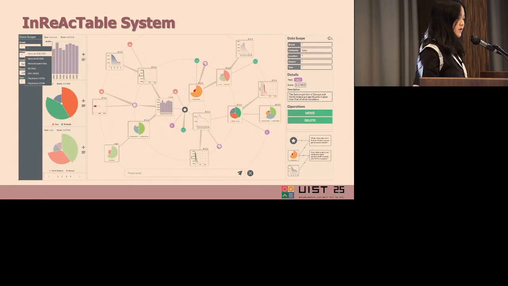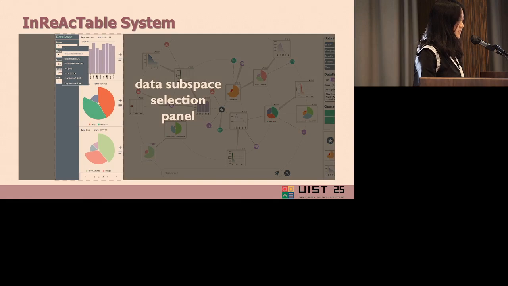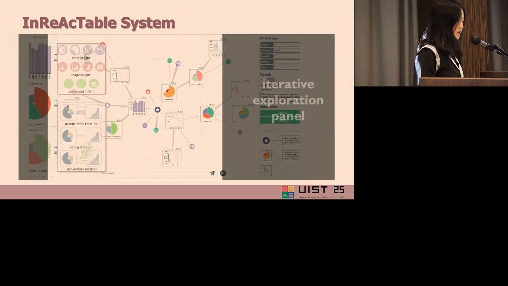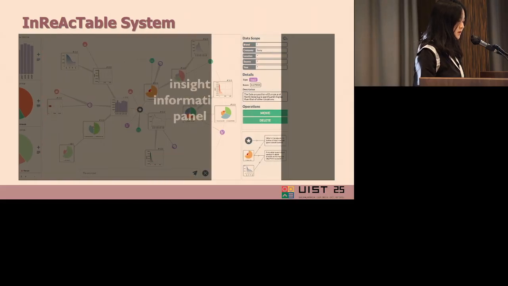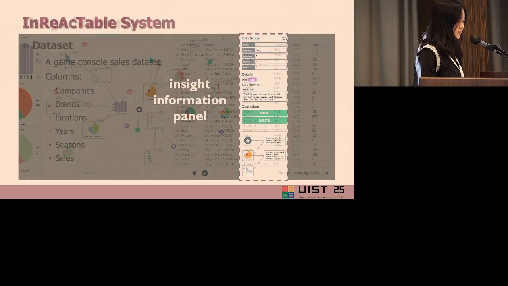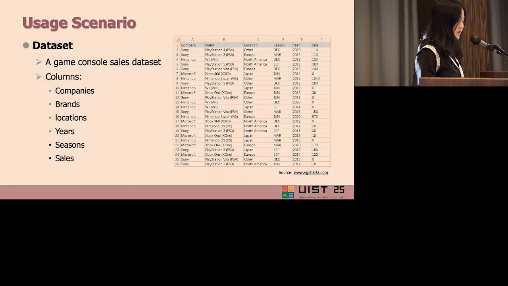Based on the InReAcTable framework, we develop a prototype system, InReAcTable system, to empower analysts in tabular data story construction. The system consists of three interconnected panels: the data subspace selection panel, the iterative exploration panel, and the insight information panel. We demonstrate InReAcTable using a real-world dataset that shows game console sales information from various hardware companies and their brands, covering different locations and time, totaling 1,280 sales values.